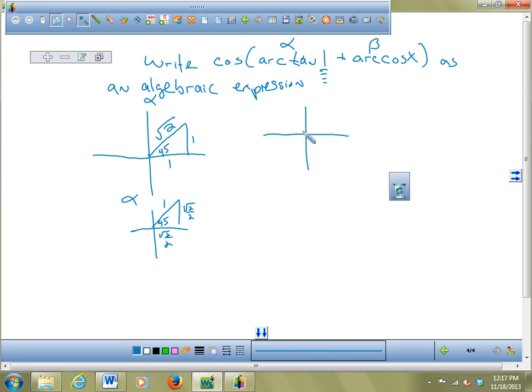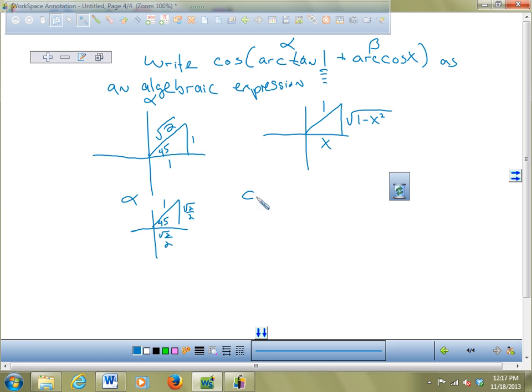So our cosine is equal to x. Again, we'll draw this picture in the first quadrant, we'll call this x. Adjacent over hypotenuse, I'm going to call my hypotenuse 1. And then by the Pythagorean theorem, the other side comes out to be the square root of 1 minus x squared. All right? And then I'm going to plug into the formula for cosine of alpha plus beta.